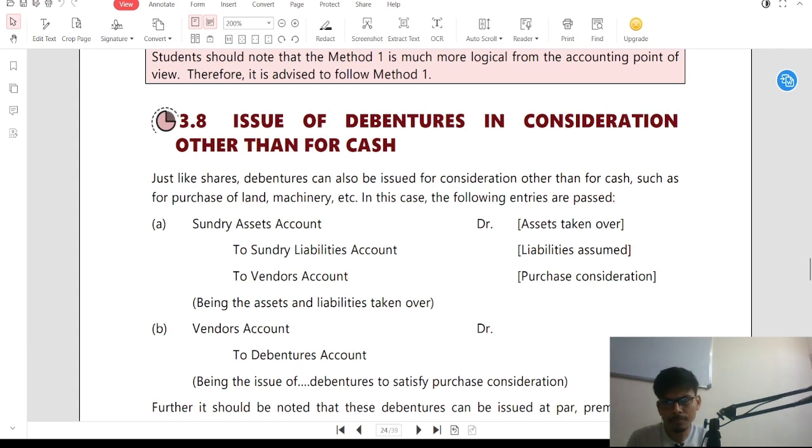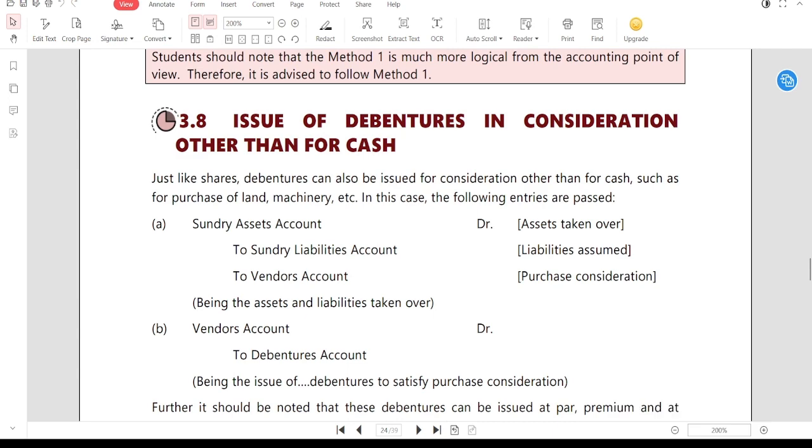The fundamental is very simple. So in the given case, you issue the debenture to the vendor for purchasing a machine. Just like shares, the debenture can also be issued for consideration other than cash, such as for purchase of land, machinery, etc. In the given case, the following entry will be passed. Debenture is a liability. When you issue the debenture, I can make a direct entry, a single entry rather than a breakup of entries.